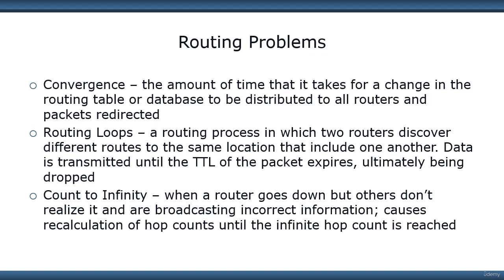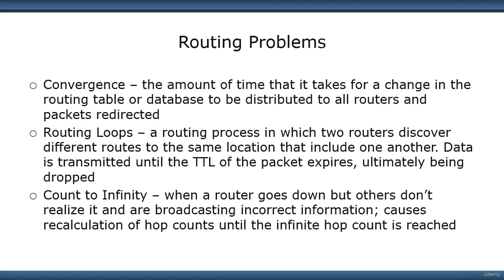A routing loop is simply a process in which two routers discover different routes to the same location that include one another. And that's a bad thing, right? If you think that you're getting to network A through me and I think I'm getting to network A through you, then we're just going to have a packet that's bouncing back and forth until the TTL, the time to live of the packet, expires, and at that point the next router that gets that packet would just simply drop it. Okay, but it causes a bunch of excessive traffic, and so it is a problem.